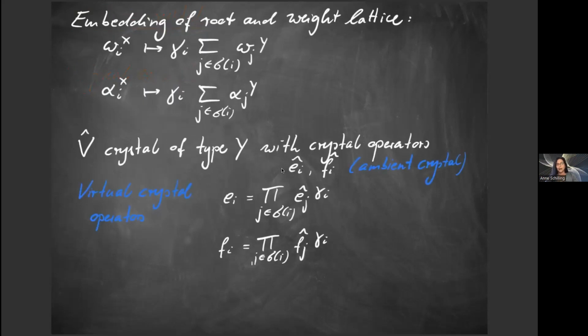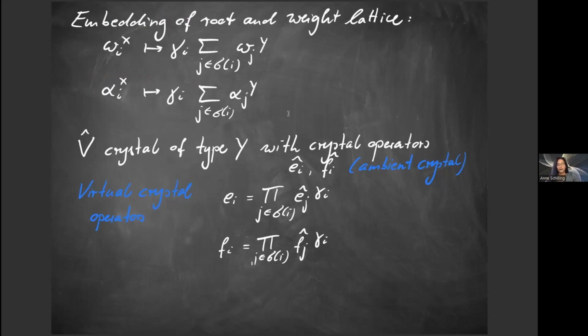And then we can embed the roots and the weight lattice of the type X algebra into the type Y algebra by mapping a fundamental weight Wi for the X algebra into a sum of weights of the Y algebra. So you can see that this multiplicity factor here appears, and we are also adding things that associate under the sigma map.